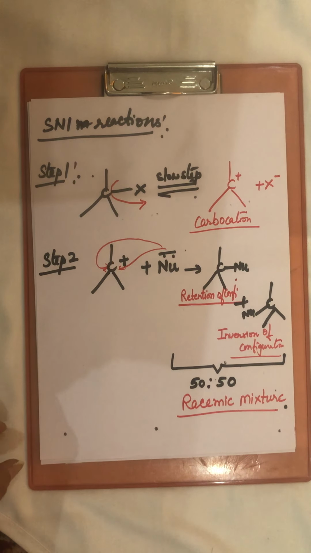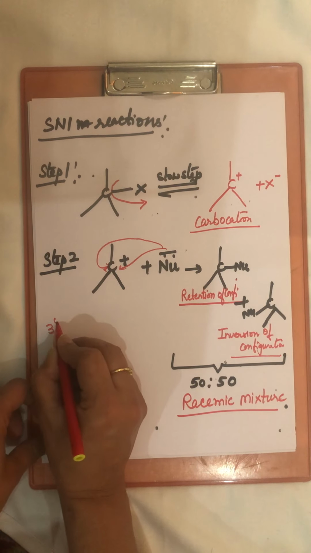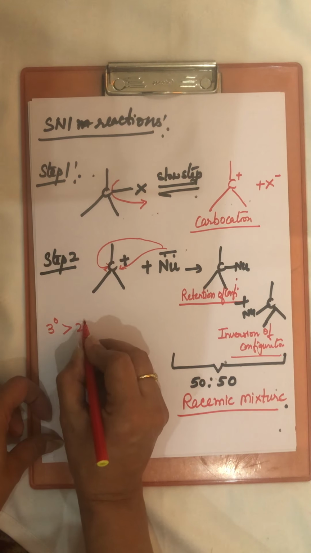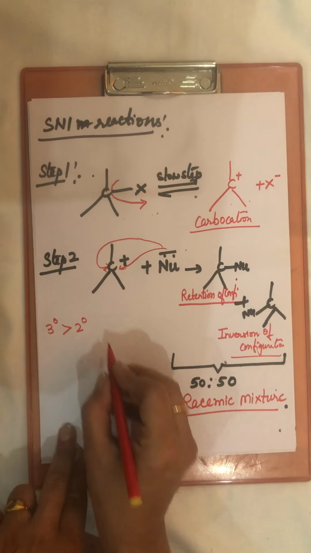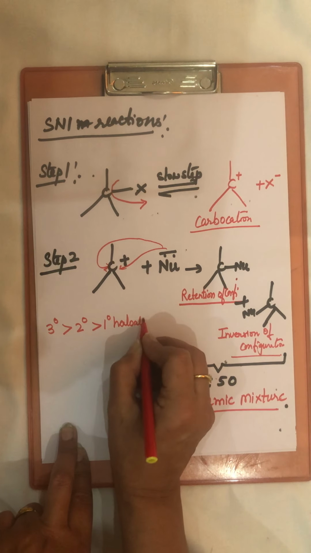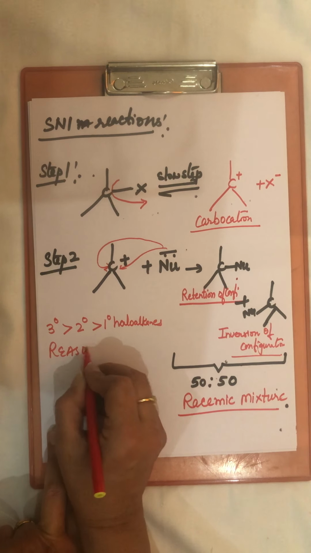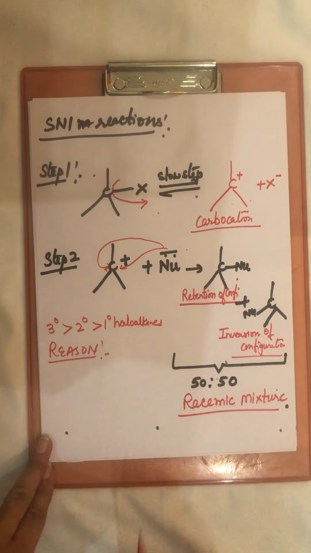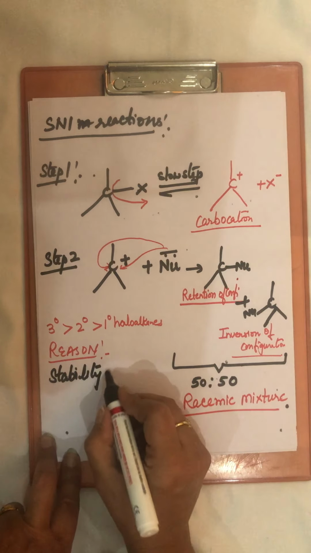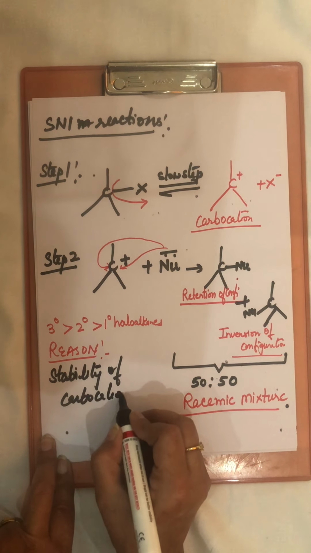Now, order of reactivity in case of SN1 reactions. Here, the order is tertiary haloalkane reactivity more than secondary. Secondary is more than that of primary haloalkanes. The reason is stability of carbocation. Here the order of reactivity depends on stability of carbocation formed.